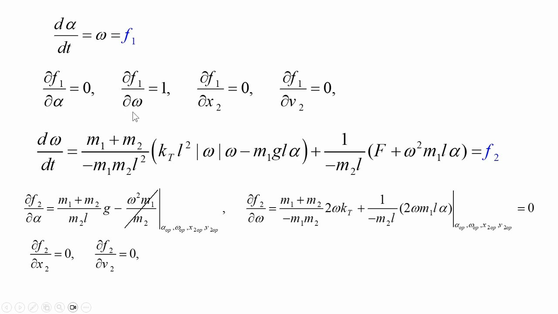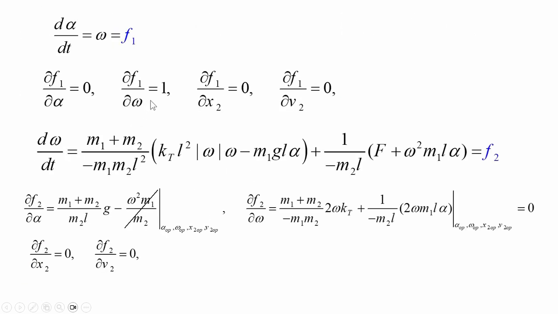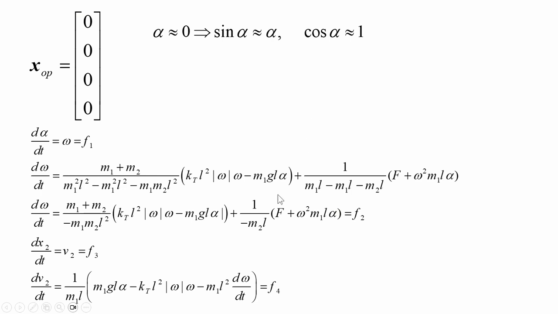Let's move on to the second element of A, which is finding the partial derivative of the first function with respect to omega, and this will be 1. Similarly, the partial derivative of the first function with respect to the third state, which is x2, will be 0, because there is no x2 term, and this is considered to be constant, and the derivative of a constant is 0. The partial derivative of the first function with respect to the last state, which is v2, is also 0 because there is no v2 term, and omega becomes constant, and the derivative of a constant is 0. So now we have filled up the first row of A.